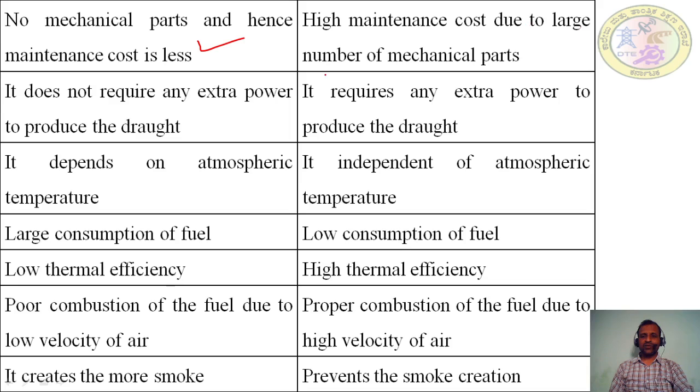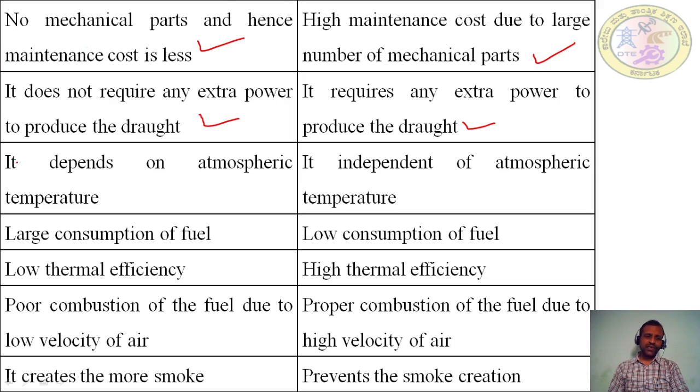High maintenance cost due to the large number of mechanical parts here. Natural draught does not require any extra power to produce the draught, so you need not supply extra power for creating the pressure difference, right? But artificial draught requires extra power to produce the draught. Extra power means you are supplying the power to the fan or blower, right?